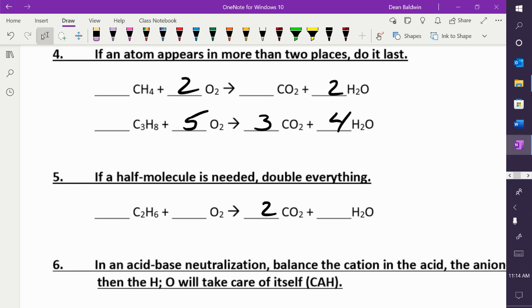Then look at the oxygens. I've got 6 there and I've only got 2 here. So what am I putting on that side? Putting a 3. Are we with me? How many oxygens are on this side? 7. 2 times 2 is 4, plus the 3 is 7. I can't make O2 become 7.